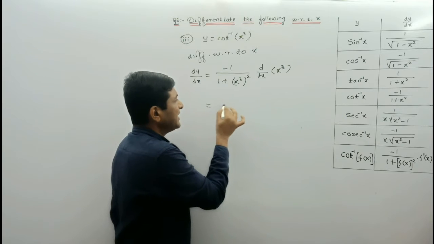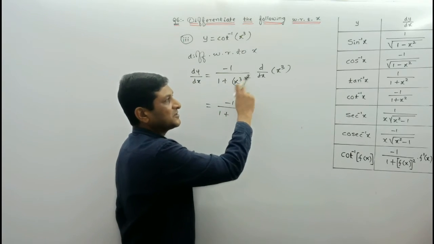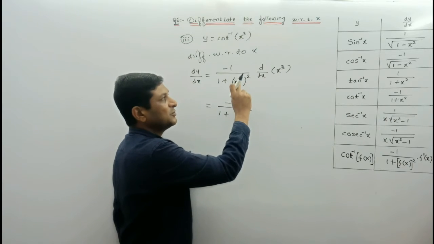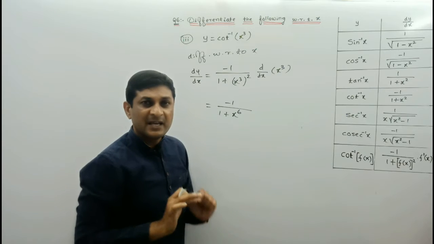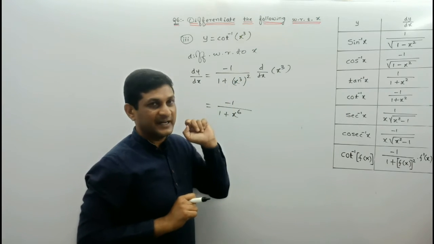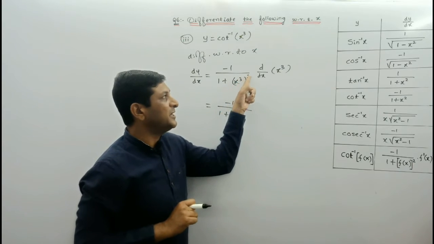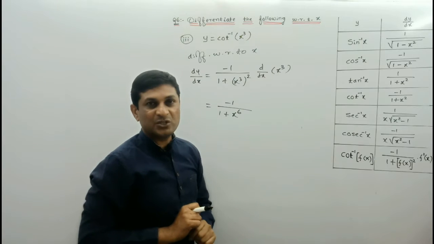Now let us simplify it. Minus 1, keep it as it is. In the denominator 1 plus, according to laws of exponent, what is square of x cube? 3 into 2 will be equal to 6. Means here we will get x raised to power 6, because terms in the form of a raised to power m raised to power n can be written as a raised to power m into n, means 3 into 2 will be equal to 6. Now we are finding the differentiation of this term.